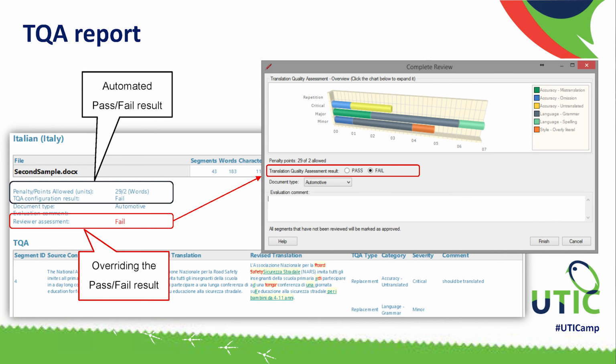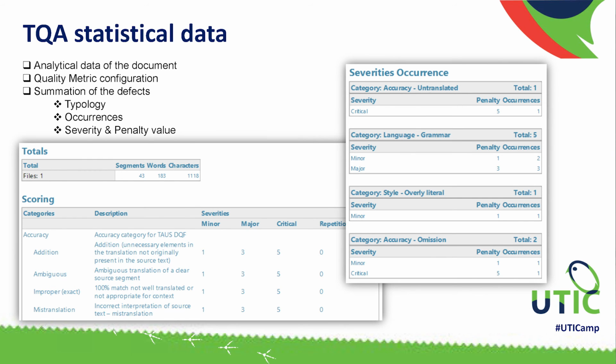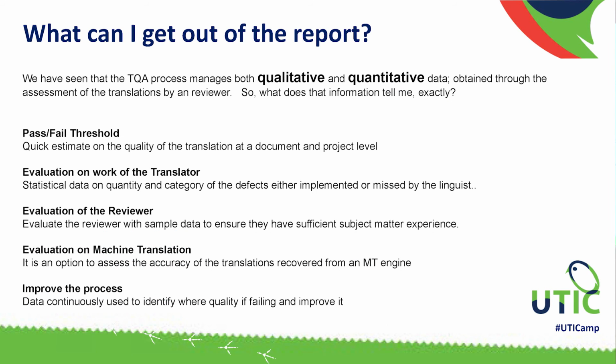And finally, you have a summary of this statistical data that you can use to analyze the quality of your translations and see what you need to do to change the configuration or assess how you need to work in the future. So what can people get out of the report?